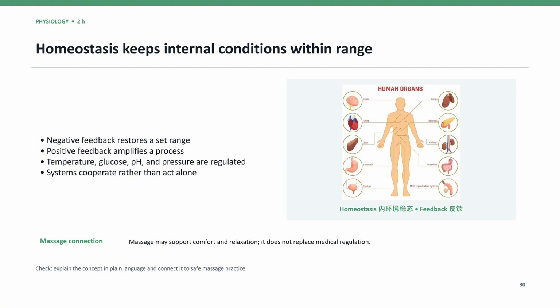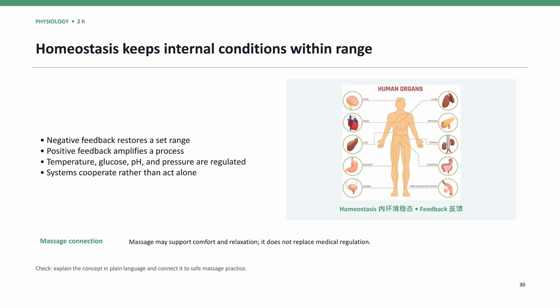Most homeostatic regulation uses negative feedback, 负反馈. Negative feedback reverses a change and brings the body back toward its normal range. For example, when body temperature rises, receptors detect the change. The brain responds by increasing sweating and blood flow near the skin. These responses help release heat and lower the body temperature.